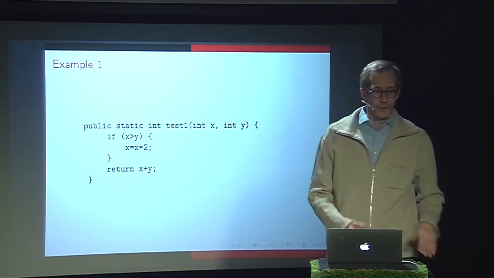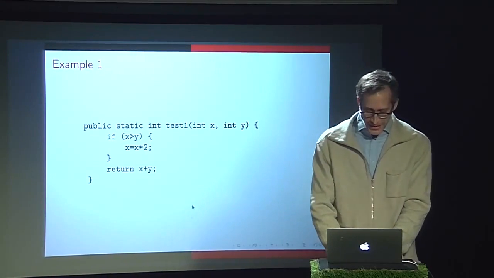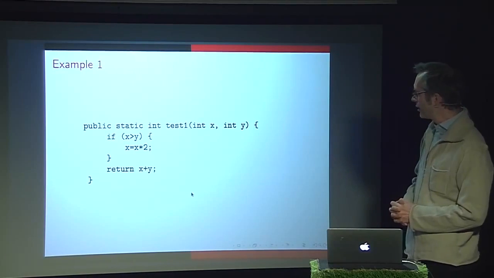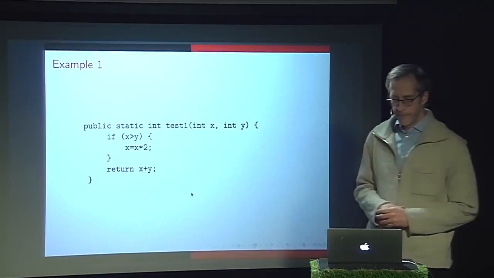So let's go to the code, and soon you will understand what this introduction was about. Take a look at this simple code. If x larger than y, do and multiply with 2, return x plus y.